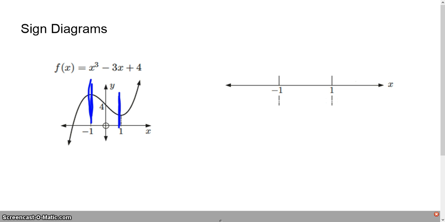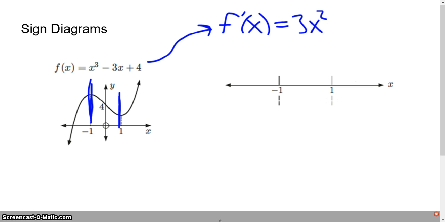And we recognize that our function has now been divided into 3 regions. What we can do at this point is test the derivative for what the sign is going to equal. So the first thing I need to do is take f prime of x, which in this case is 3x squared minus 3. And I'm going to plug in a value that's in each region. For example, I'm going to test -2, I'm going to test 0, and I'm going to test +2.